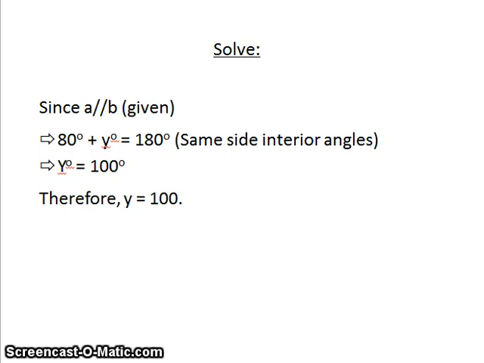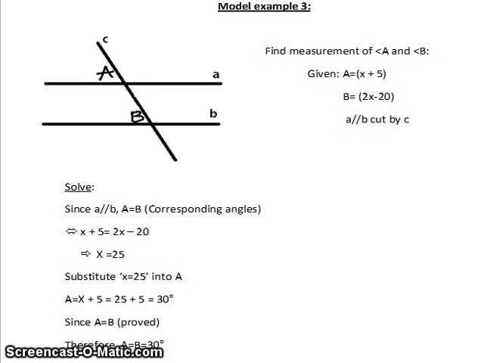Now, give yourself a hug if you got it right. And so, now we will move on to a harder level. I have another harder question for you, which is example 3. Find the measurement of angle A and angle B, given angle A equals x plus 5 and angle B equals 2x minus 20 degrees, and also given two parallel lines cut by a transversal.